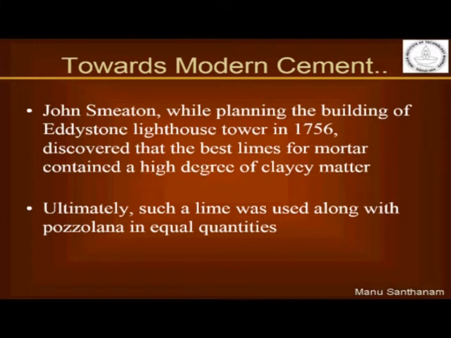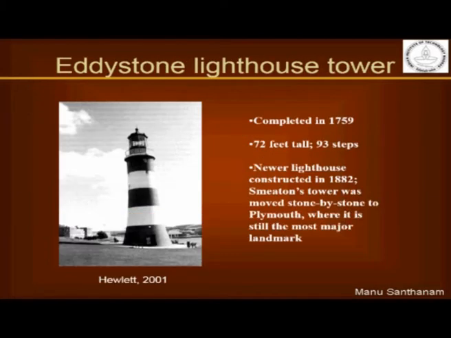Now, what he did ultimately was use this kind of impure lime along with the pozzolanic material in equal quantities, and this led to the construction of this monument called the Eddystone Lighthouse Tower. Of course, this was constructed in 1759, but it's no longer in service. It was shifted brick by brick to a different location, but it is still a major national landmark because it was one of the structures first built by a non-military person.